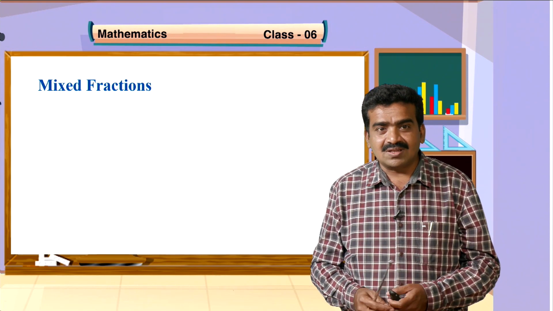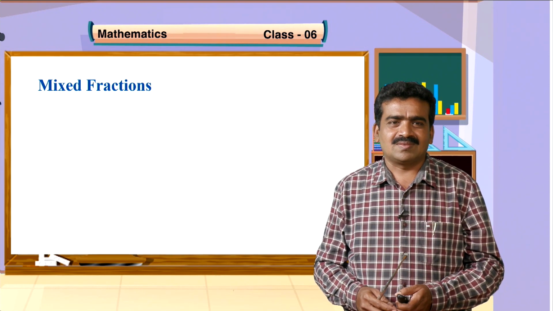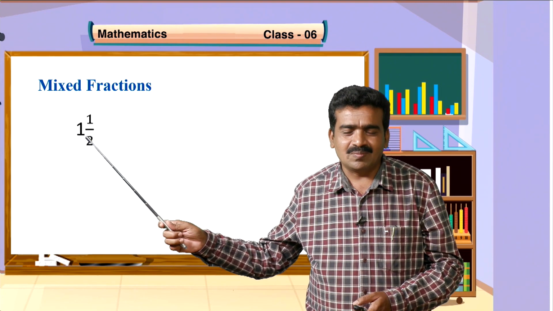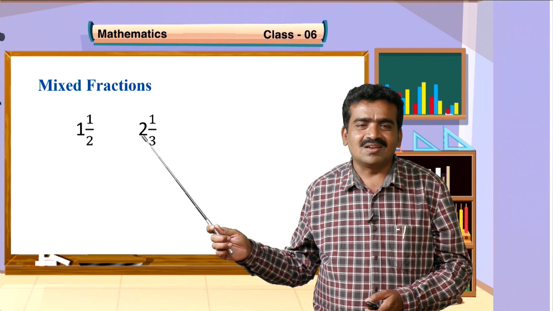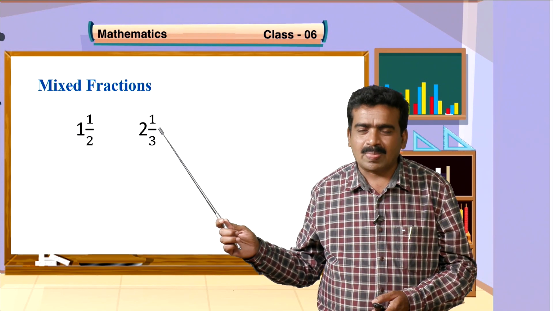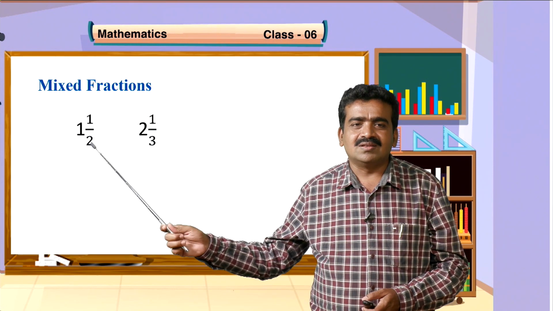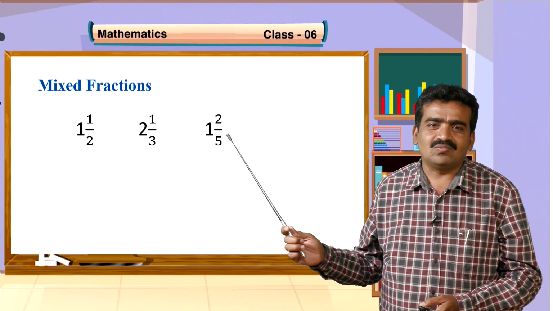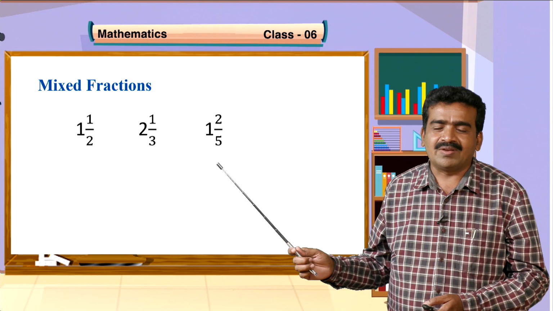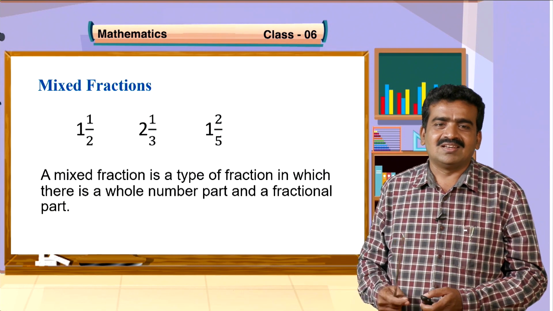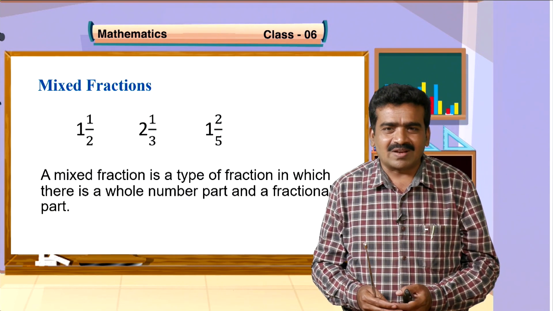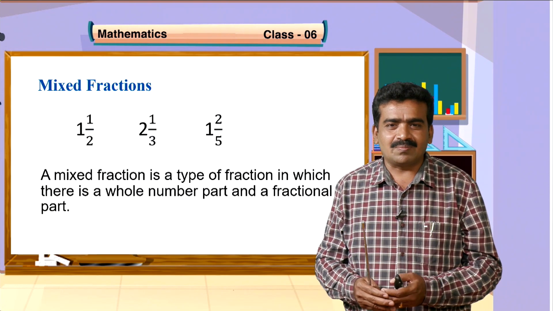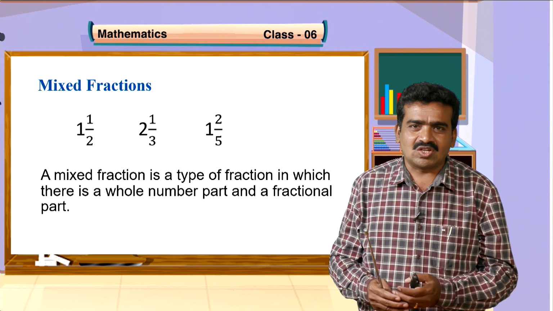Now, let us come to the mixed fractions. I told you already, mixed fraction is always with a whole number. There should be another number like this along with the proper fraction. Here 1 1/2 we can read, 2 1/3, similarly 1 2/5 we can read the mixed fractions like this. A mixed fraction is a type of fraction in which there is a whole number part and there is a fractional part.